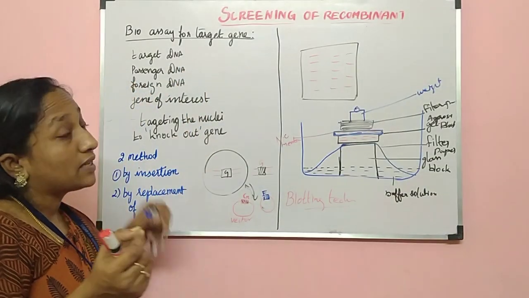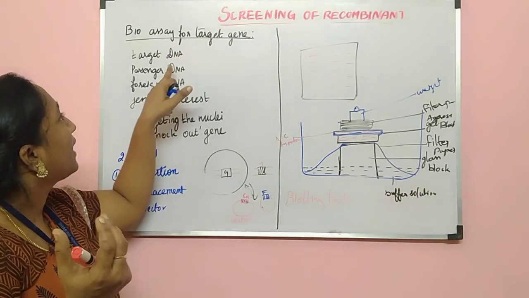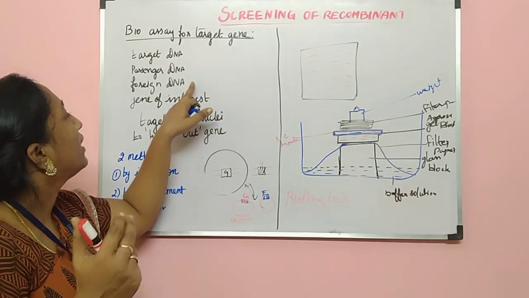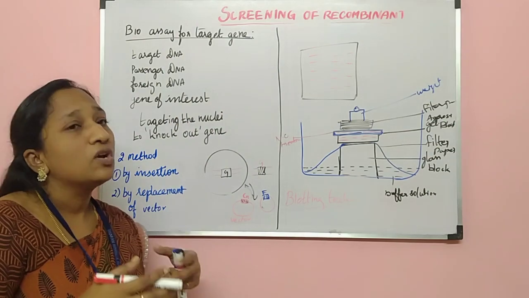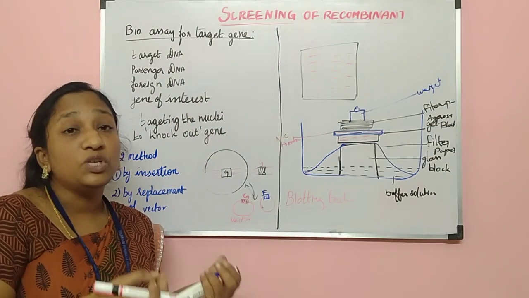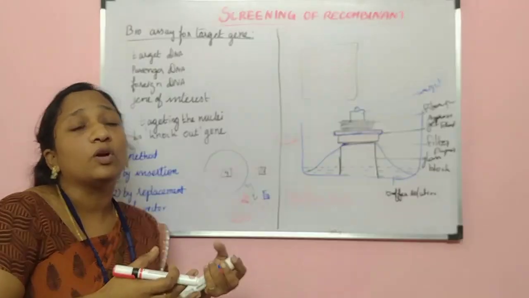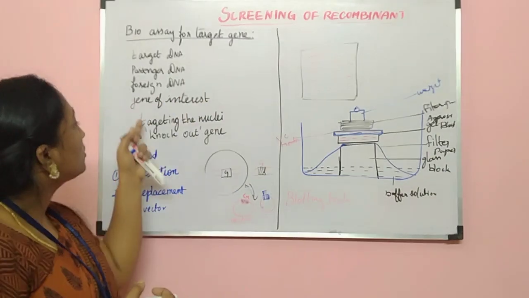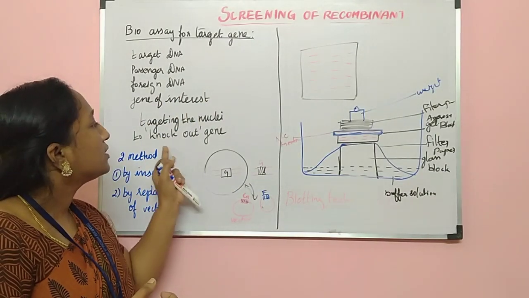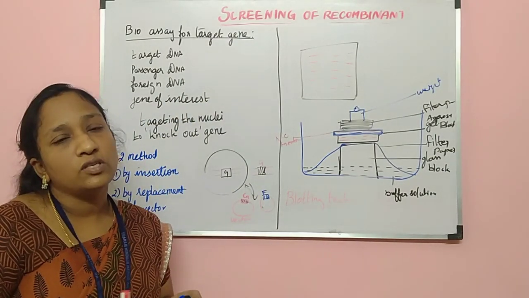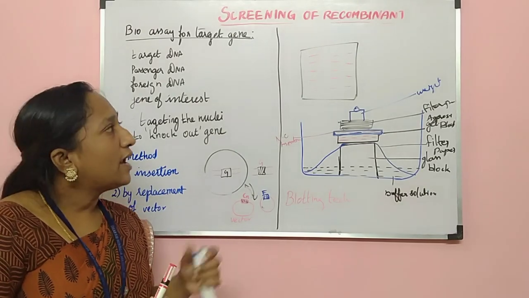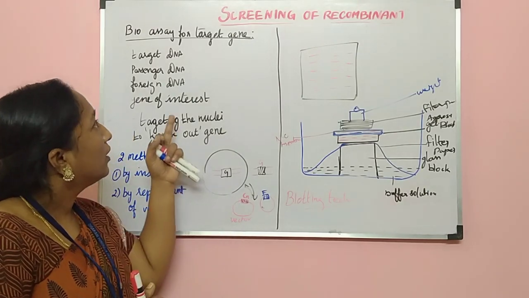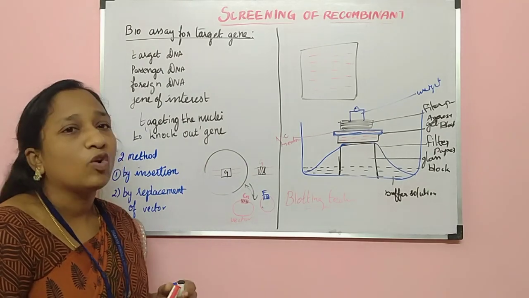So which cells can be identified? The target DNA can be identified, the passenger DNA, the foreign DNA, the gene of interest, which gene we want to get in or which gene we want to find out. All those things can be done, and this process is called gene knockout. This process is called gene knockout. And next we will see the next steps in the screening of recombinants.